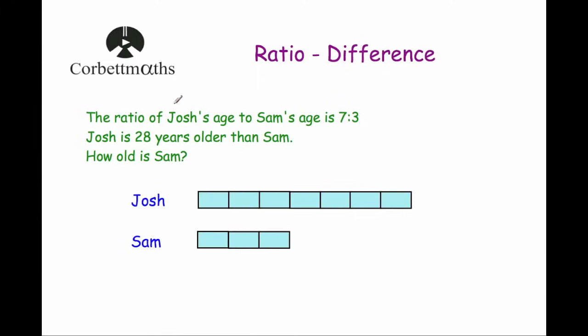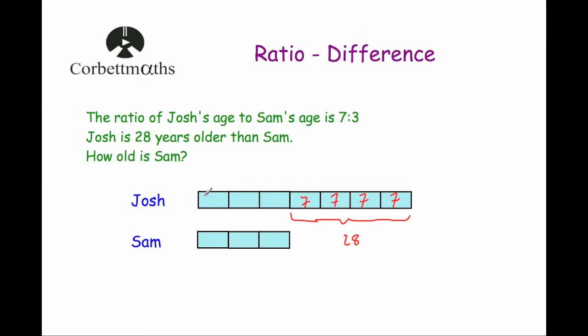We know that the ratio of Josh's age to Sam's age is 7 to 3. So I've drawn 7 rectangles, 1, 2, 3, 4, 5, 6, 7 for Josh, and 3 for Sam, 1, 2, 3. And we know that the difference between them is 28. So we know that this difference here is equal to 28 years. And it's 4 equal sized rectangles. So if we do 28 divided by 4, we're going to find the value for each rectangle. So 28 divided by 4 is 7. So each rectangle is 7 years.